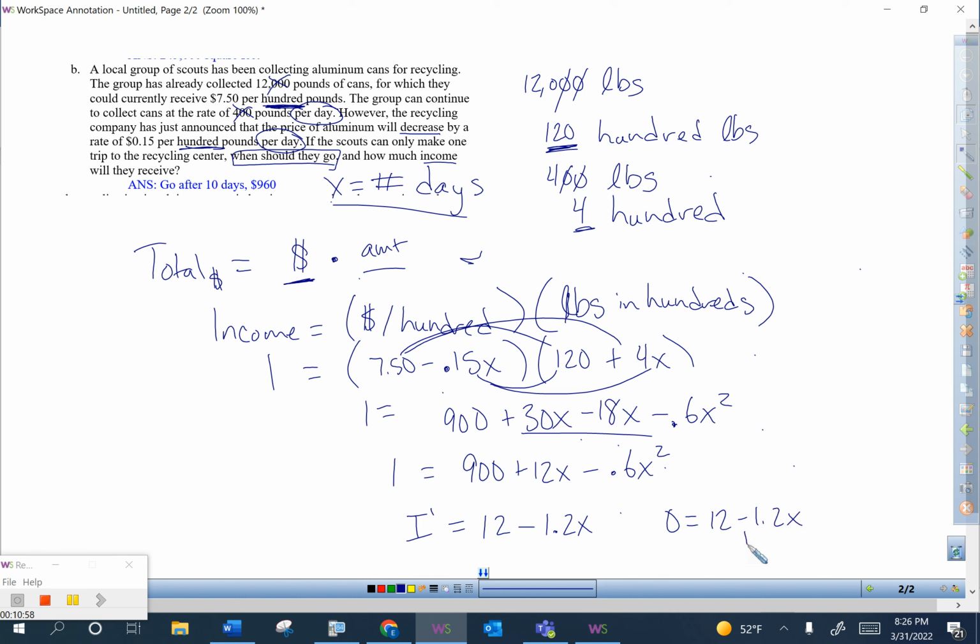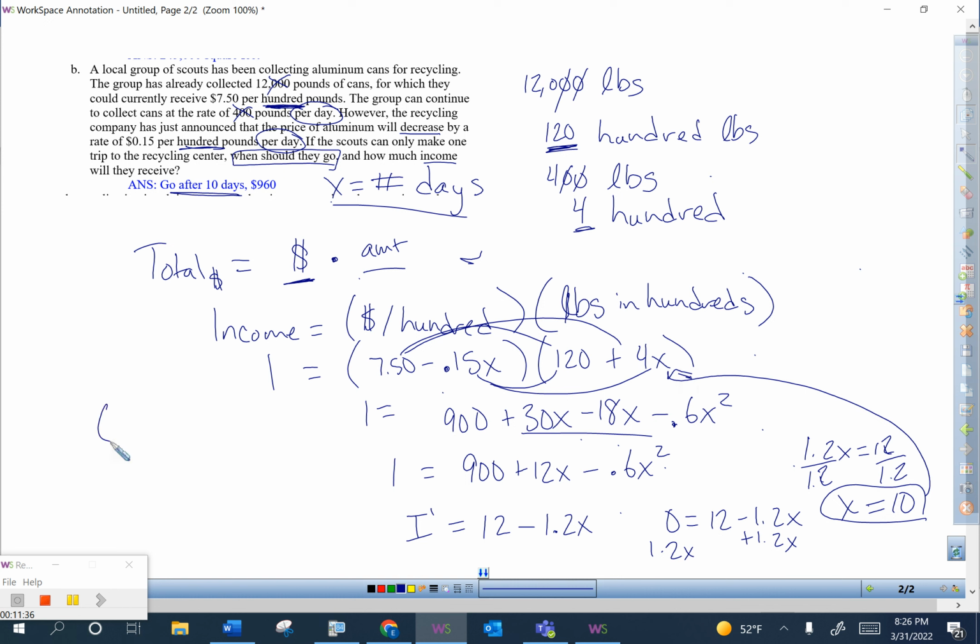Again, for this one, I'd rather add this 1.2, but if you want to move the constant first, you can. So 1.2x equals 12. Divide that over. Sorry, my pen is dying, so it's not looking very good. And then x equals 10. So that's after 10 days, and then we just plug it in to this equation for our income that we came up with to come up with our final answer.